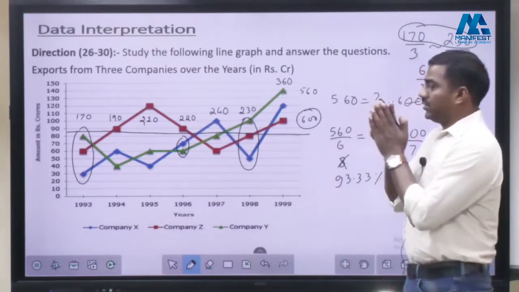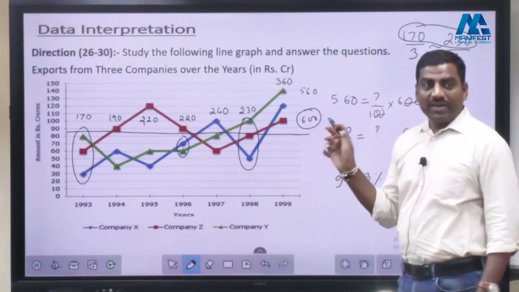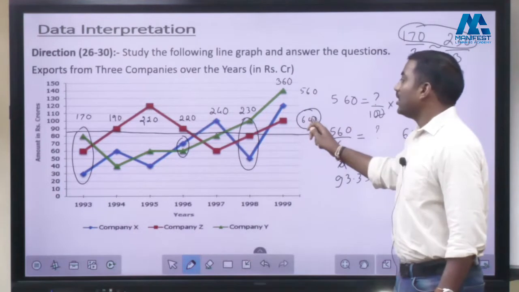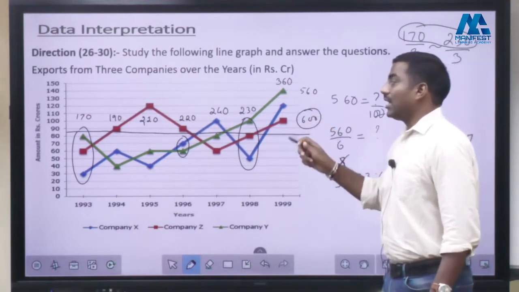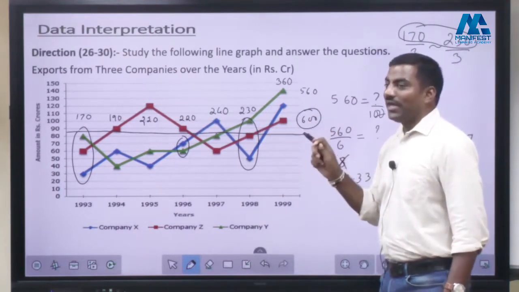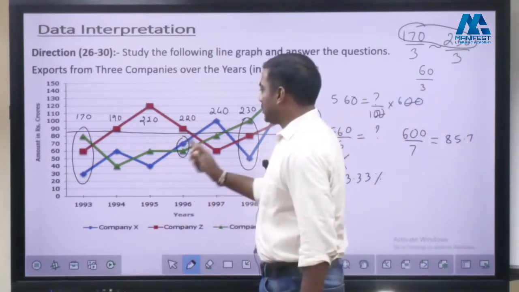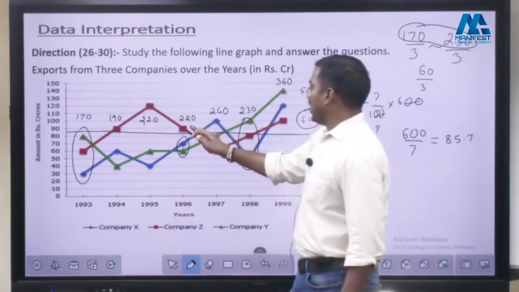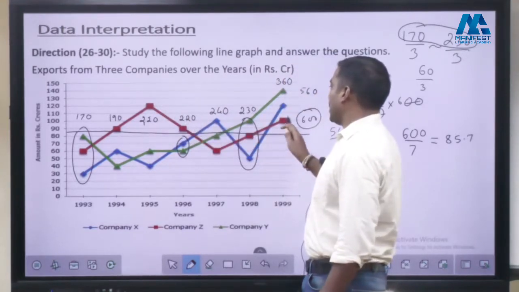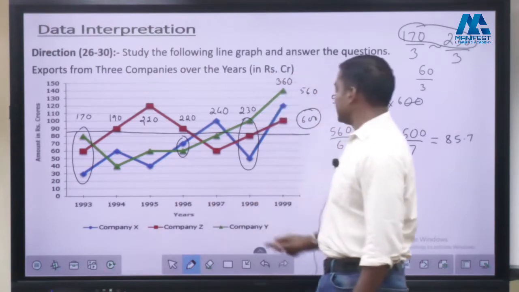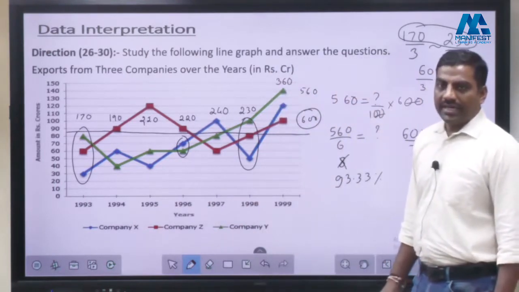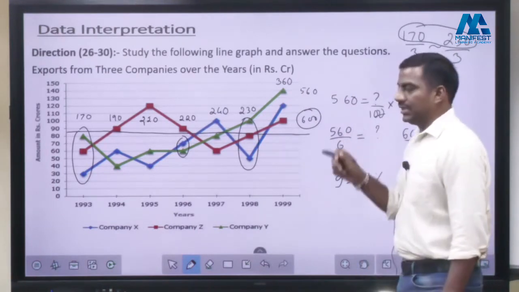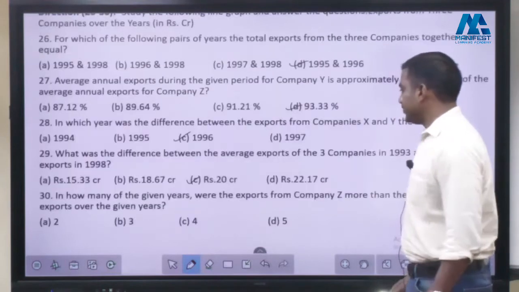Sorry, I'm sorry. This is the mistake. See, if I commit this mistake in the examination, this is gone. So we are calculating for what? Company Z. I was looking at company Y. Okay, sorry. So how many years above the average? 1, 2, 3. This is not, and 4. 94, 95, 96, and 99. Yes? How many years above the average? Average is 85.7. So above that, 4 years.